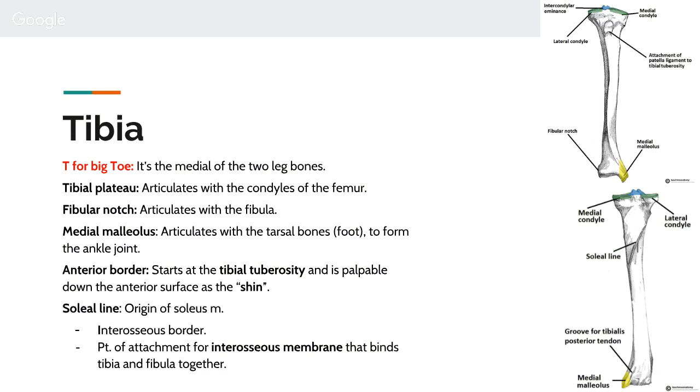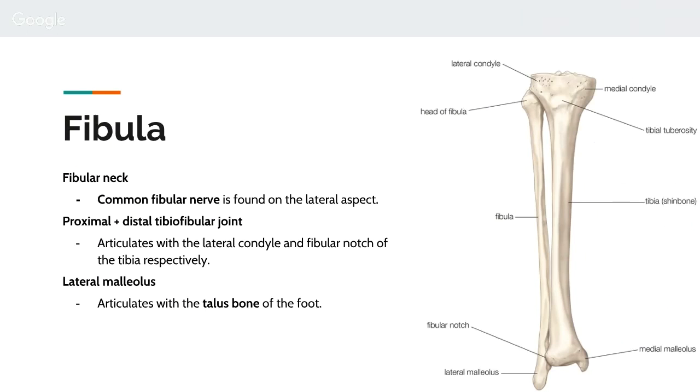We only have 10 minutes left, so I'm going to rush past this. T for tibia, T for big toe. Fibula, not as important. It's the weaker one. You can pretty much stand with a fibular fracture. You can't stand with a tibial fracture. That's just painful.